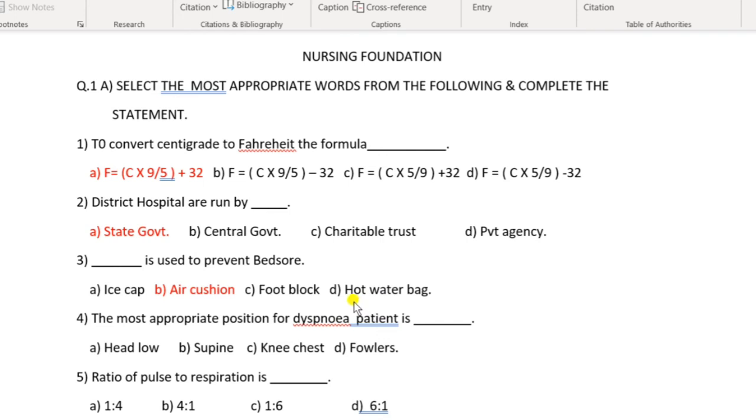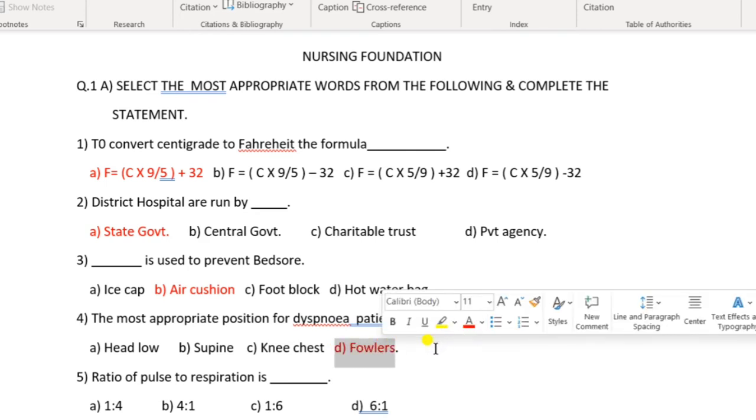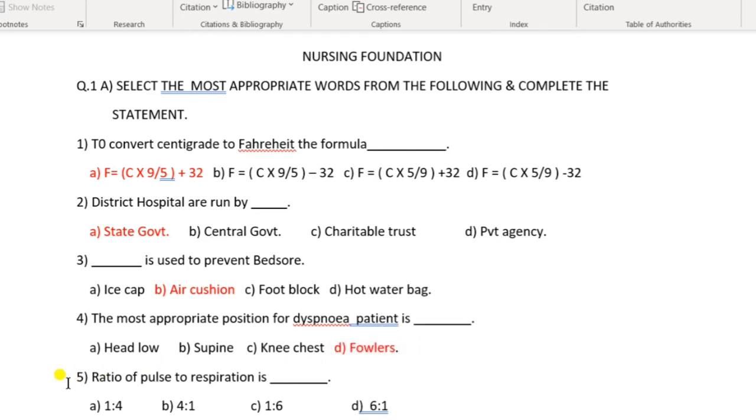Then question number 4. The most appropriate position for dyspnea patient is dash. Dyspnea means breathing problems. And in this breathing problem mostly Fowler's position is given. That is a proper position. And head low position is given for the patients who have less oxygen in the brain. For example, if the patient is having dehydration or a faint, that time it is given.